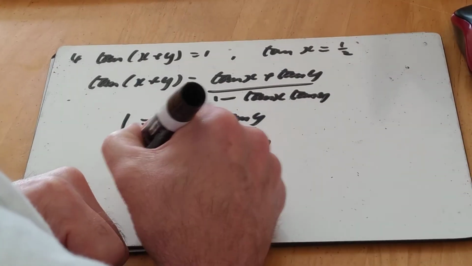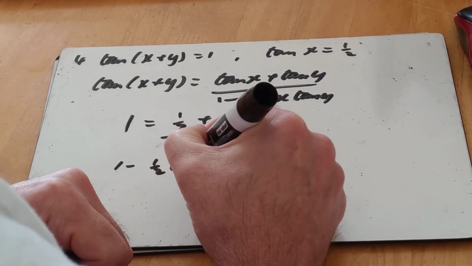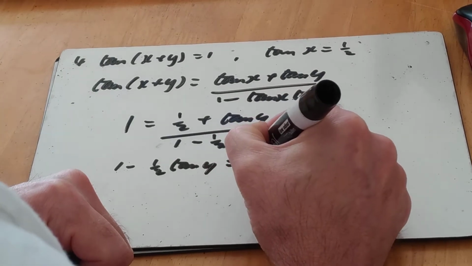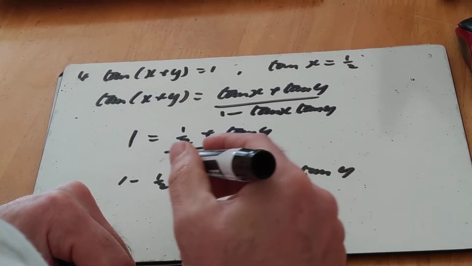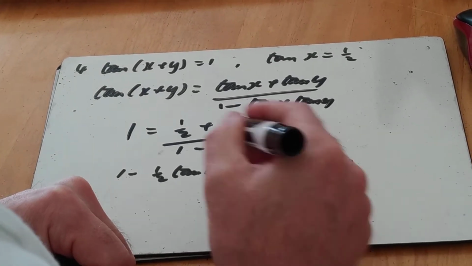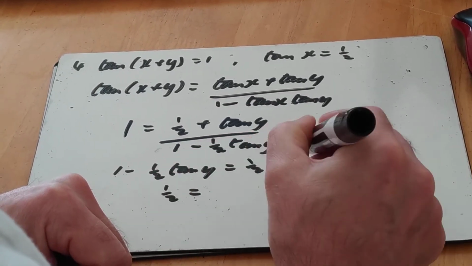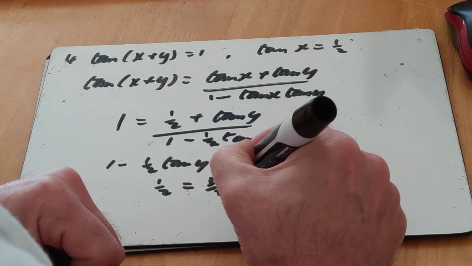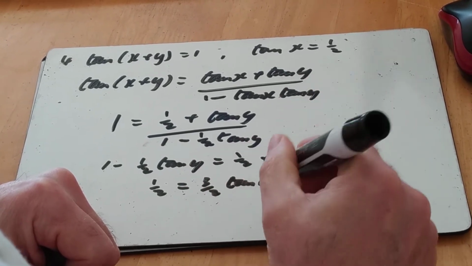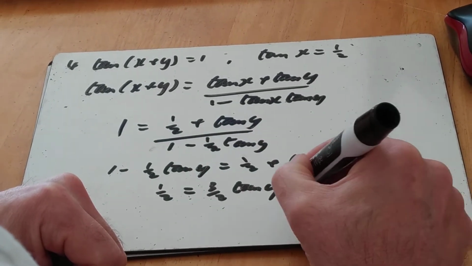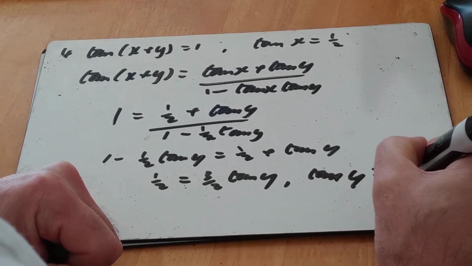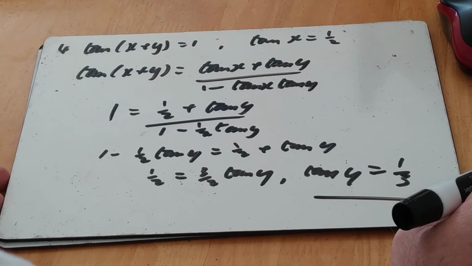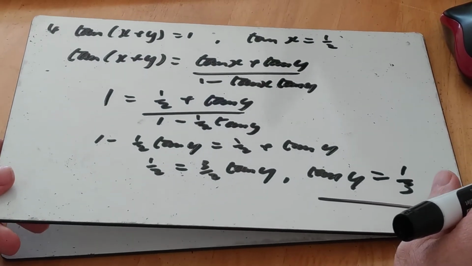A bit of cross multiplying: 1 minus a half tan y equals a half plus tan y, great stuff. And then move things across, and I get 1 minus a half equals 1 plus a half, 3 over 2 tan y. Tan y is that over that, which is 1 over 3, a third. And that's our exact value, and that's all I have to do.